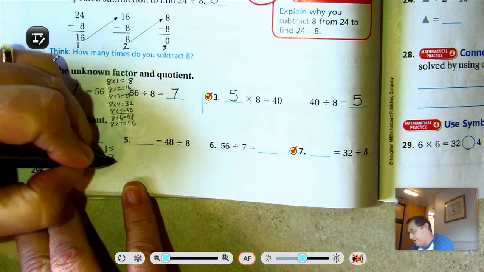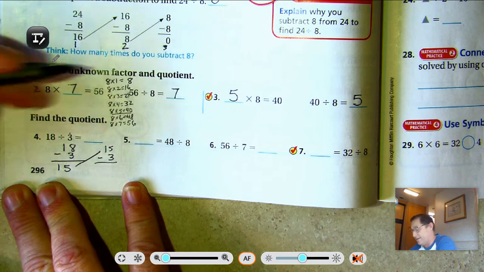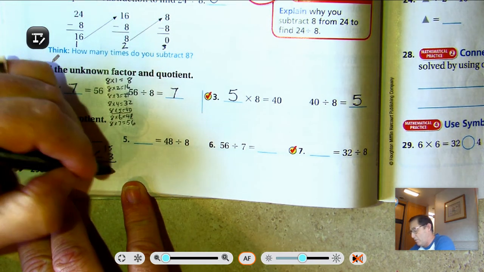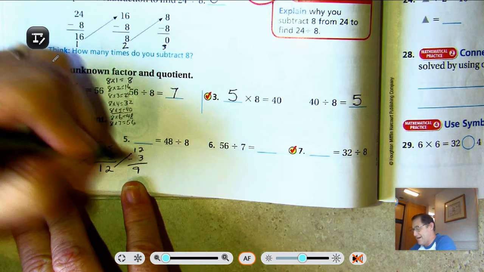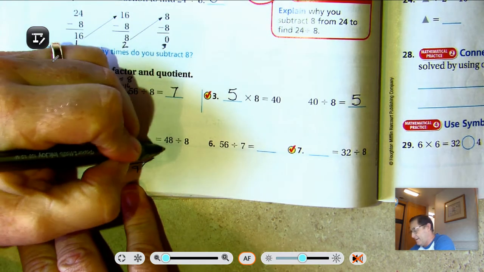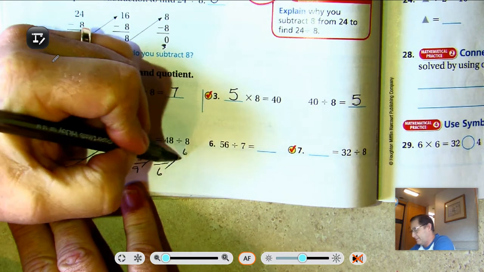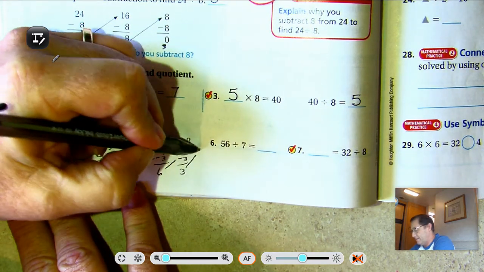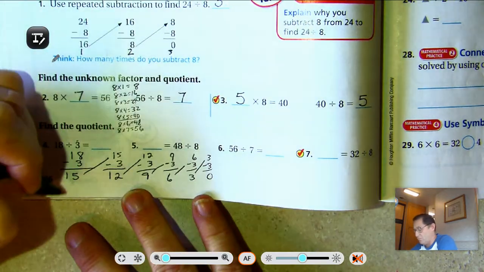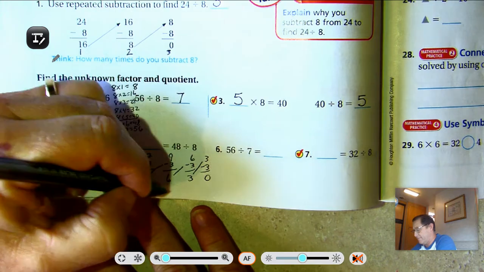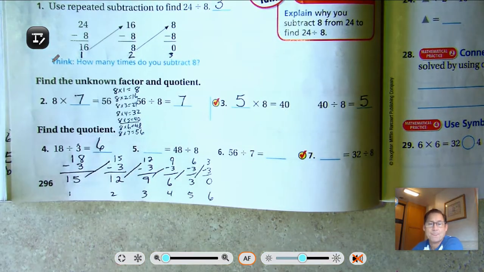15 take away 3. Why am I repeatedly subtracting 3? Because I'm dividing by 3. 15 take away 3 is 12. 12 take away 3 is 9. 9 take away 3 is 6. 6 take away 3 is 3. And 3 take away 3 is 0. So we subtracted 3: 1, 2, 3, 4, 5, 6 times.